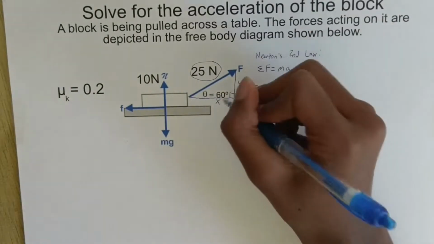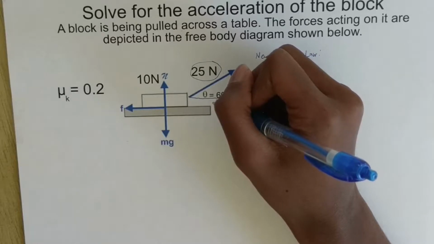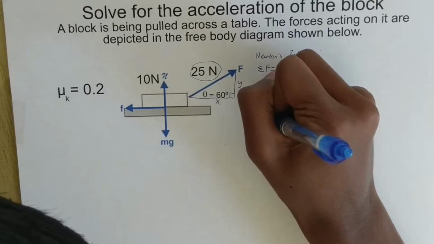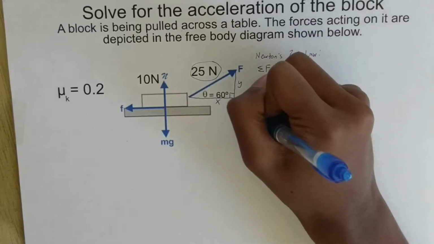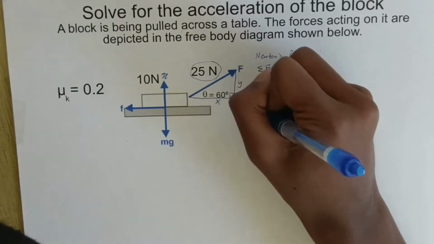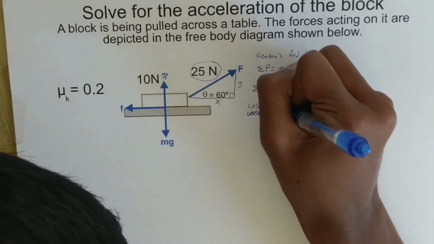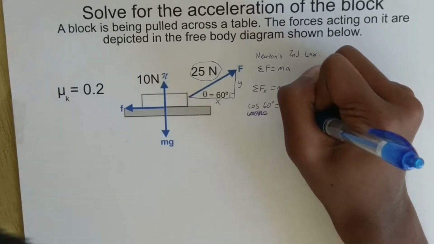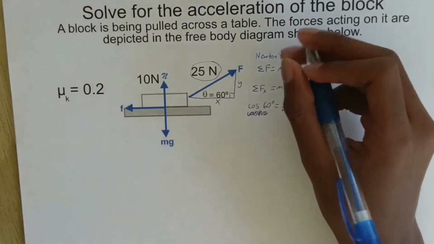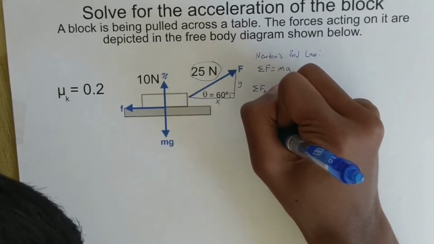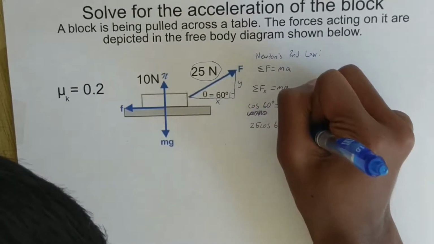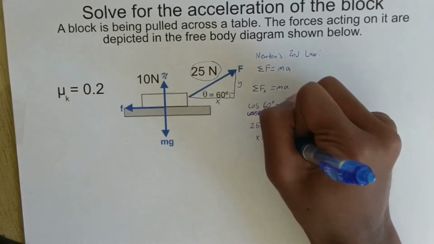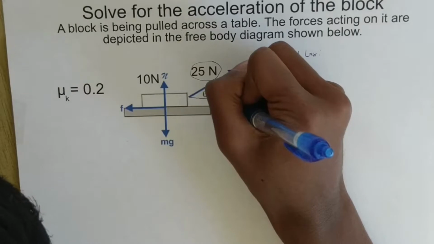So cosine equals the adjacent leg divided by the hypotenuse. So cos 60 degrees equals x divided by 25. And if we solve for x by multiplying the 25 to both sides, 25 cosine 60 degrees equals x. And using a calculator, x equals 12.5 newtons.